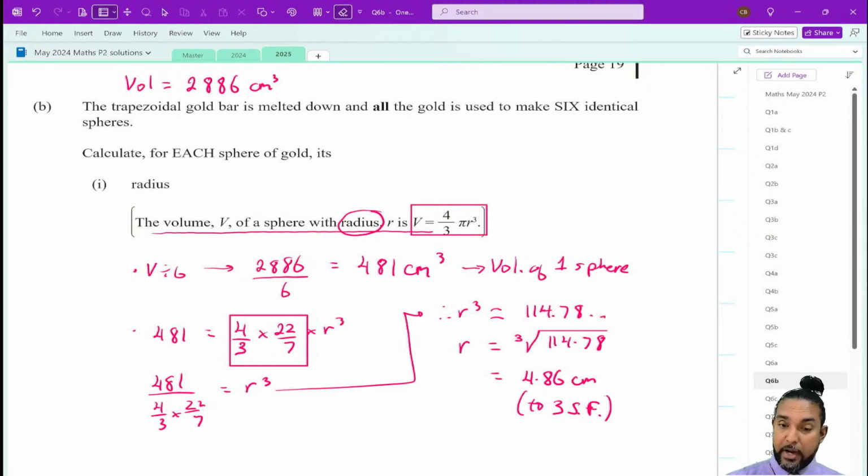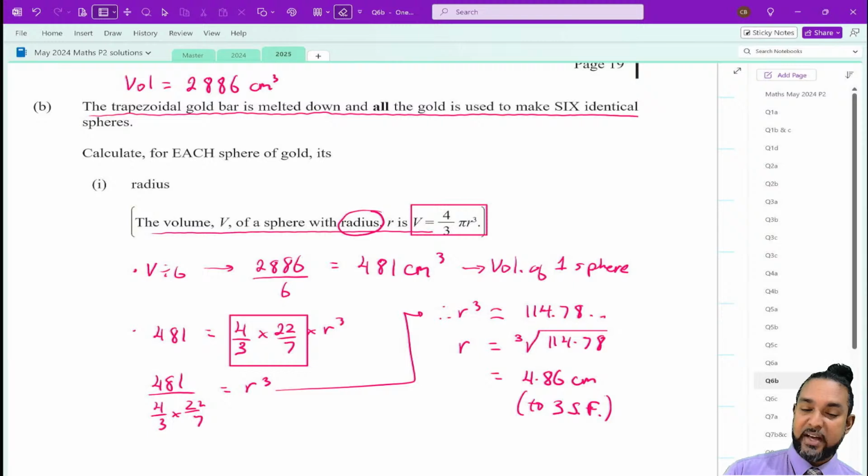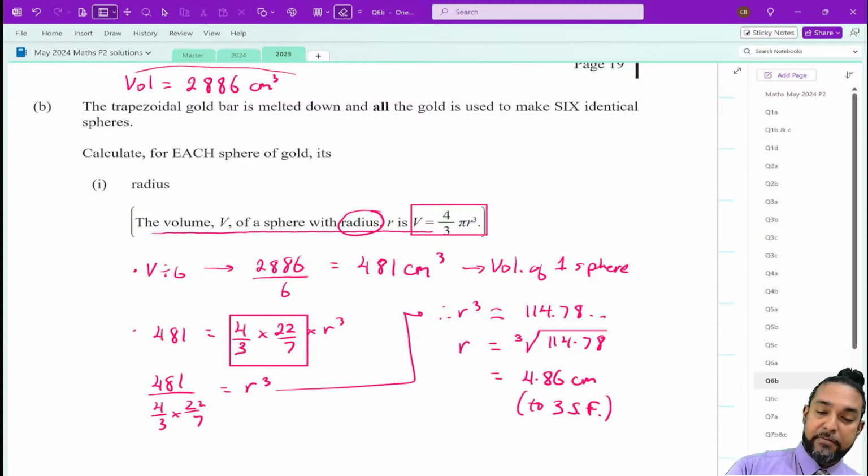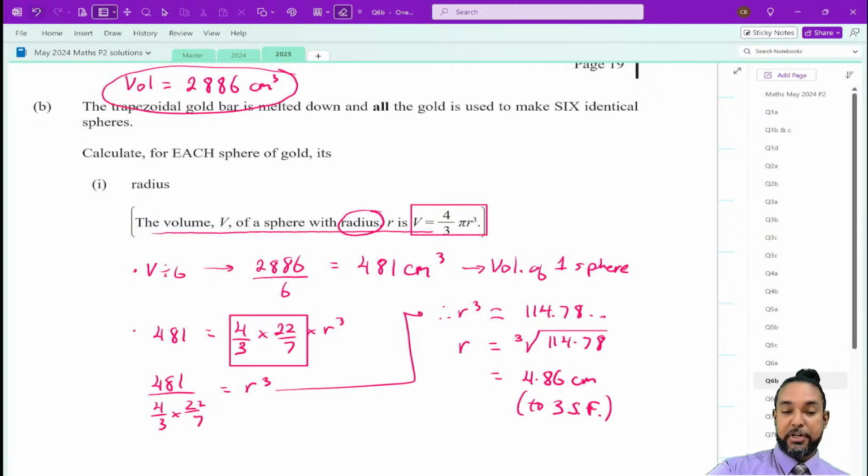So let me just recap that. They told us initially in the question, the trapezoidal gold bar is melted down and all the gold is used to make 6 identical spheres. Calculate for each sphere of gold its radius, and then we have a next part of the question. Now, the bar that they melted down had a volume of 2,886 cubic centimeters. That's the volume of the initial bar that they then melted down.